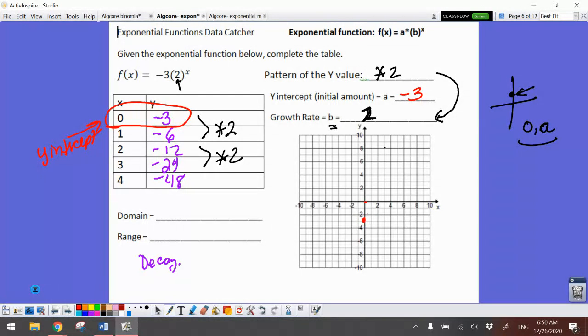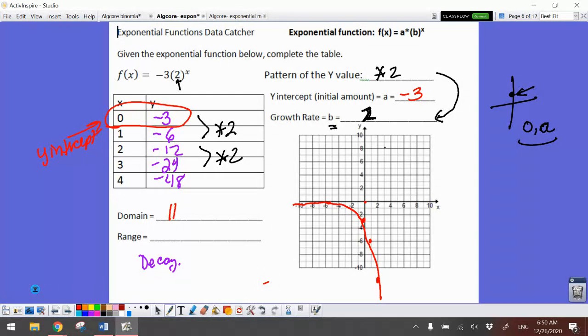I have 1, -6. I have 2, -12. That's coming down here. And I know that from looking at this, it came from 0. So it's going to be up here at 0, going down. And this is a curve. It's not a line, so it's got a curve.